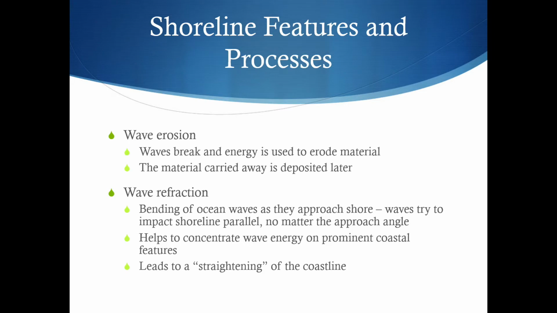Shoreline features and processes. There's two things that happen on a shoreline: erosion and deposition. They don't happen at the same time, but they do happen along a coastline. So let's talk about erosion first. Wave erosion, when a wave breaks, the energy is used to erode material. We know this. We've seen this at the beach. And then the material is carried away and deposited somewhere else later.